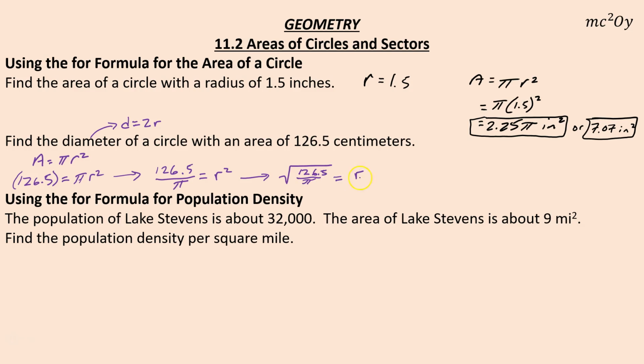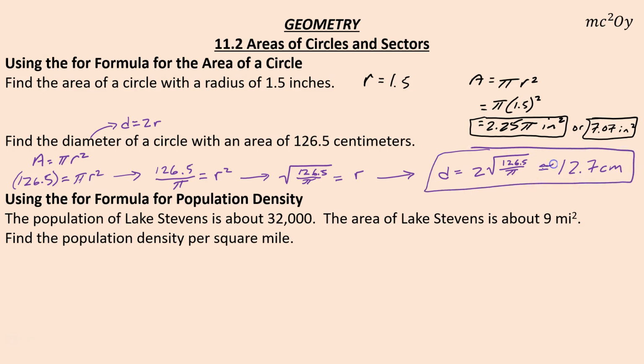If they want the exact answer, well, that's the exact answer for the radius. And so the exact answer for the diameter would equal 2 times r, or 2 of these roots. Now that's the exact answer. Now you could go ahead and put that into your calculator and solve it. So the diameter is 12.7 centimeters. That's your rounded answer.